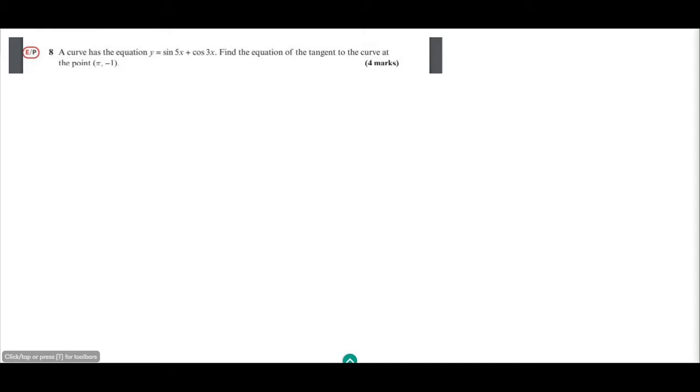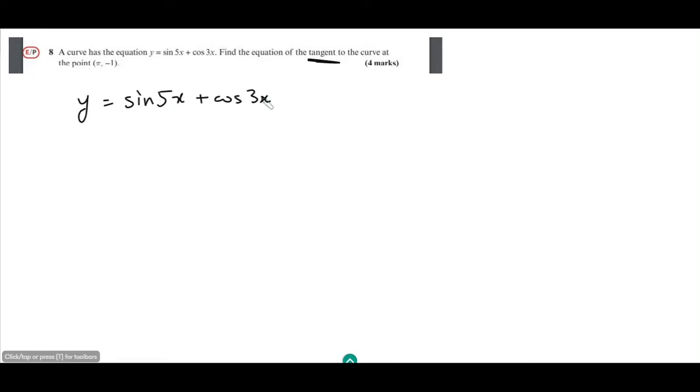Okay, so let's start with question 8. Question 8 says that a curve has the equation y equals sine 5x cos 3x. Find the equation of the tangent to the curve at the point pi, minus 1. So the key thing is finding the equation of the tangent and not the normal. Okay, so let's write down the important information.